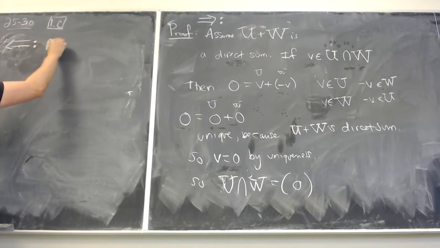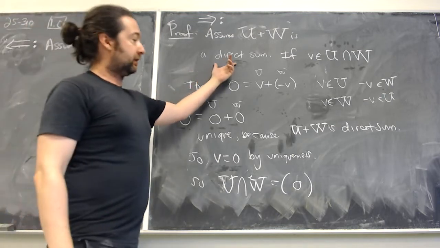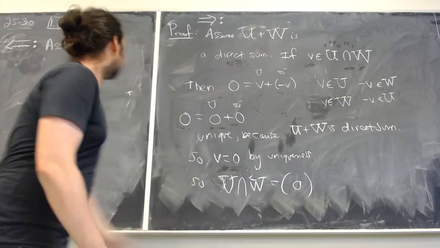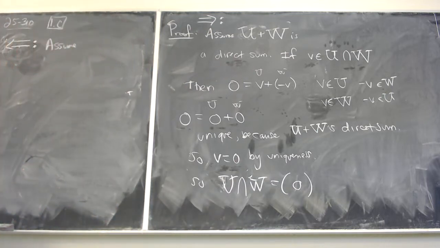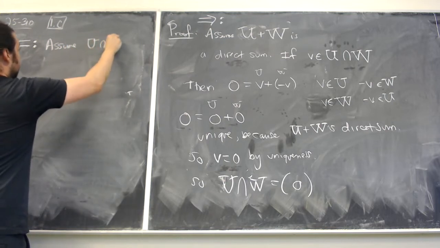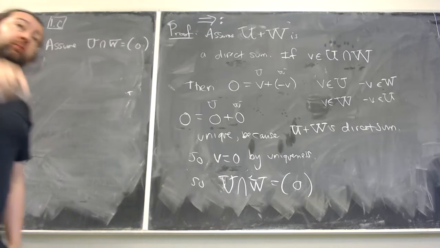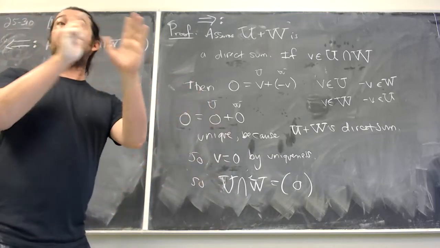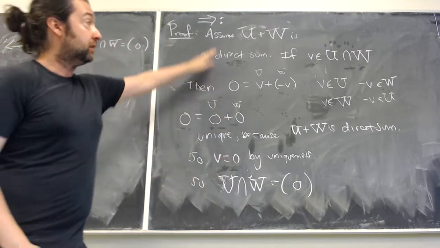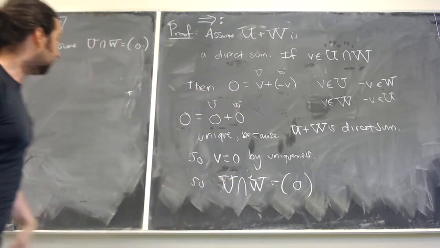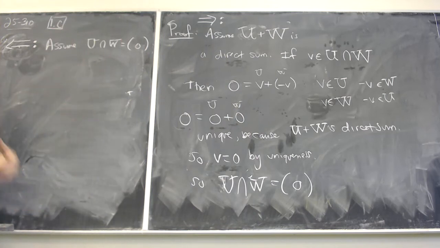Okay, so now what do we need for the other direction? Here we started by assuming that we had a direct sum and we showed that the intersection was the 0 vector. In the other direction, we're going to assume that the intersection is the 0 vector and we're going to derive the direct sum condition. So we're going to assume that U intersect W is just the 0 vector. The proposition is an if and only if, so we have to prove both directions. Direct sum if and only if intersection is 0. We've shown direct sum implies intersection 0. Now we're going to show intersection 0 implies direct sum, and that will give us the whole proposition.